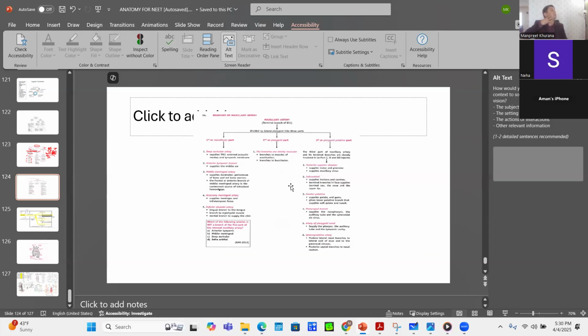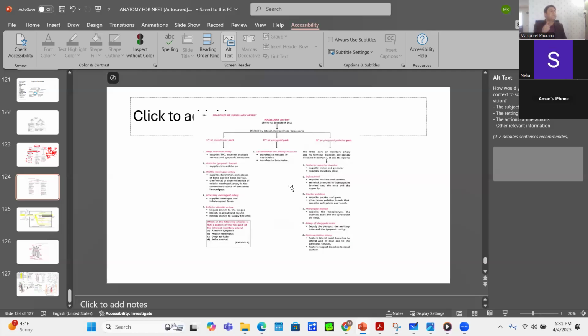Which ones? Superior thyroid, lingual, and facial. Two posterior: occipital and posterior auricular. Then medial: ascending pharyngeal. And two terminal: superficial temporal and maxillary.